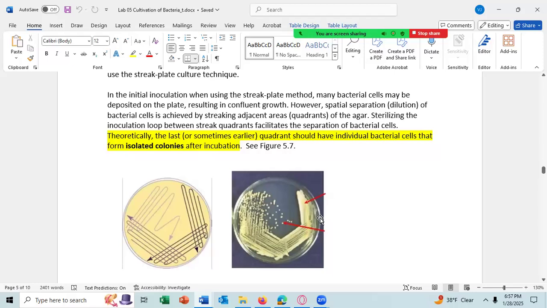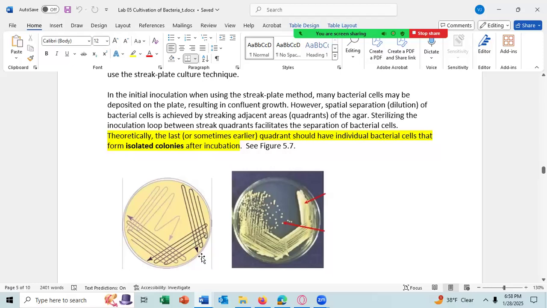And then you sterilize your loop to remove any cells on it, and then cool it, and then you begin a streak in quadrant two. This isn't quite done correctly because you should start the streak outside sector one and then go into sector one 3 or 4 times. So they got that more like 6 times. You should only do it 3 or 4 times.